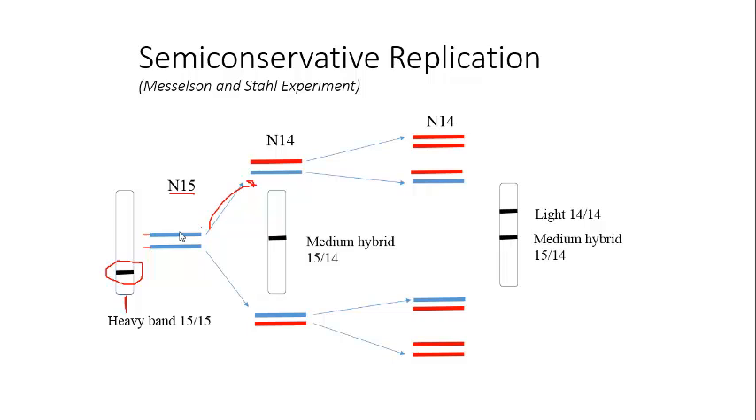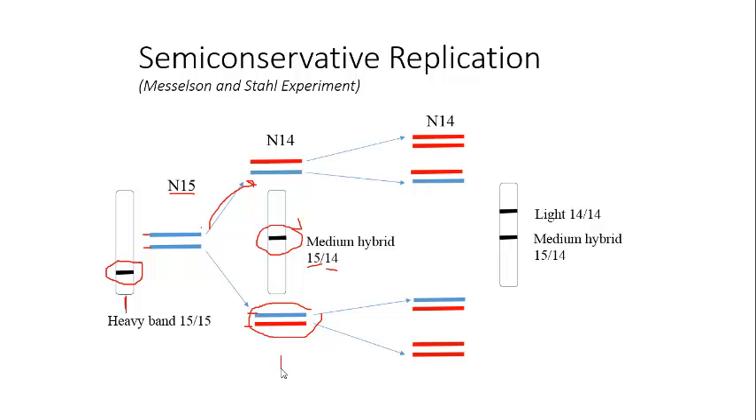When they placed the bacteria in the lighter isotope of nitrogen 14, all the new DNA that's made was made with nitrogen 14. You can see that each new daughter molecule is going to contain one old heavy nitrogen 15 strand and one new light nitrogen 14 strand. So when they put this DNA into the centrifuge, they got a medium hybrid band in the middle because it's a combination of 15 and 14. This was the first round of replication.